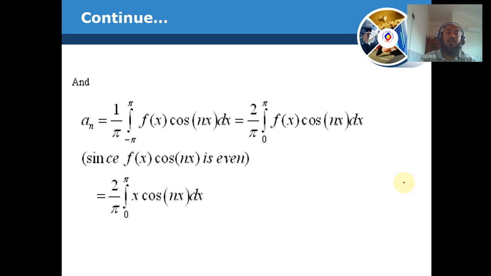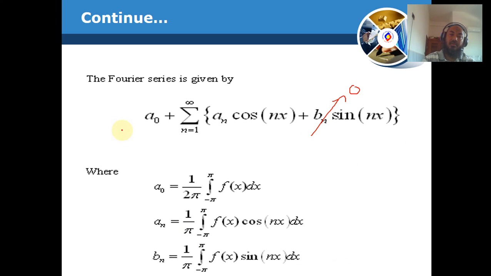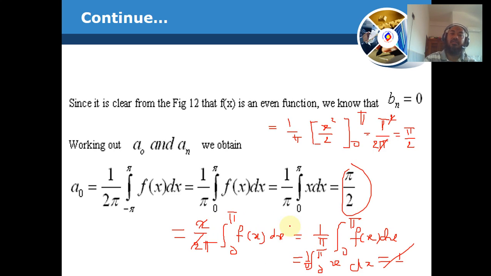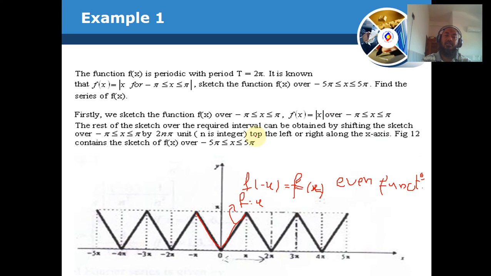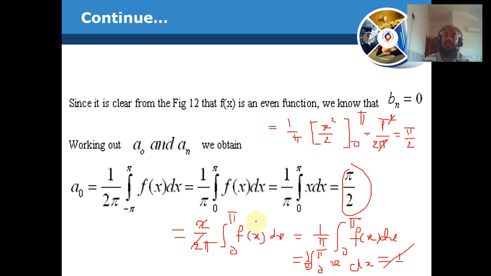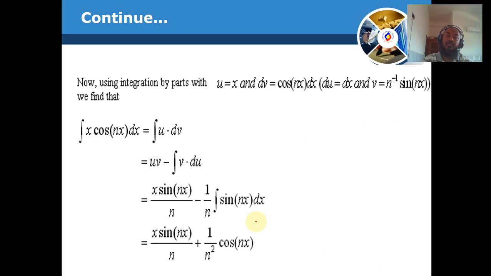Okay, and then we have an, the same. an is from 1/5 times the integral from -5 to 5 of f(x) cos nx dx. So this one we multiply by 2 because we take only half of the integration here. We don't take from here, we take from here and then multiply by 2 because they are in a symmetric form.